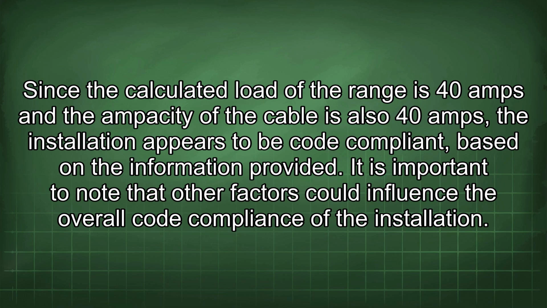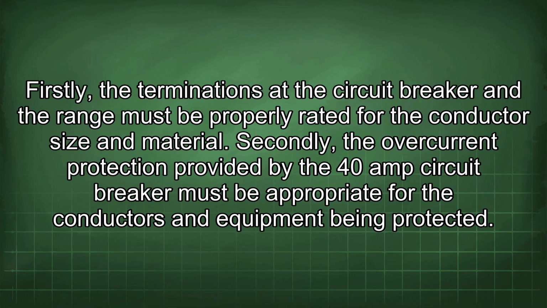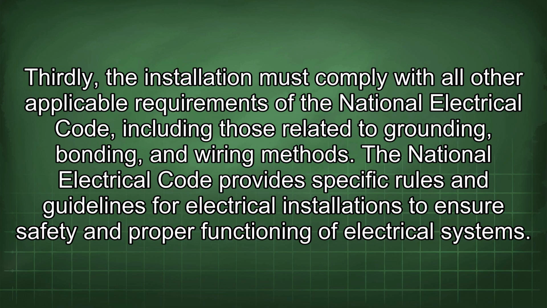It is important to note that other factors could influence the overall code compliance of the installation. Firstly, the terminations at the circuit breaker and the range must be properly rated for the conductor size and material. Secondly, the overcurrent protection provided by the 40 amp circuit breaker must be appropriate for the conductors and equipment being protected. Thirdly, the installation must comply with all other applicable requirements of the National Electrical Code, including those related to grounding, bonding, and wiring methods.